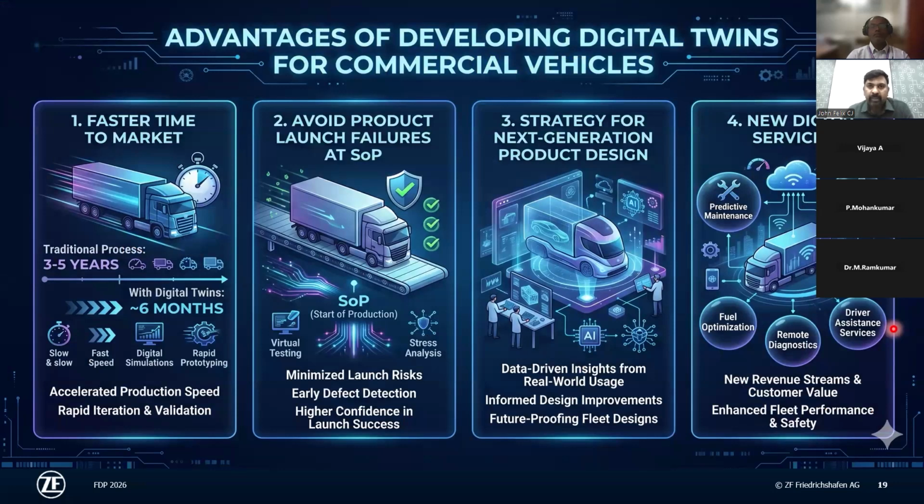Again, the challenges still outweigh the benefits, as usual. So the reason why digital twin is very much important for commercial vehicles is what I would like to highlight in this slide. One is, there are some transformations happening in the automotive industry. In the past, it took around 3 to 5 years for an automotive subsystem to go from startup development to hit the market.